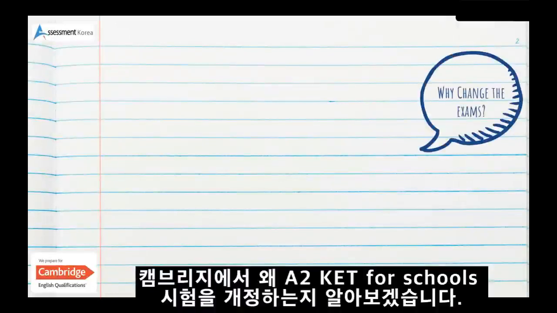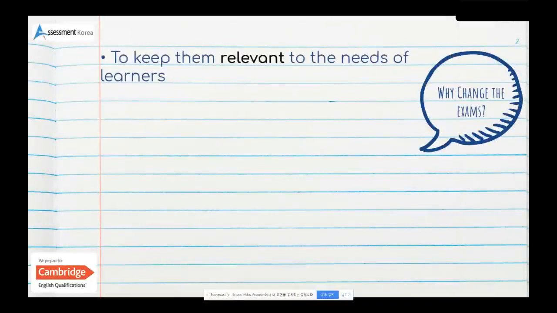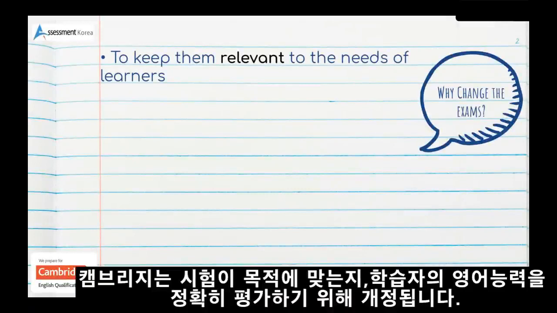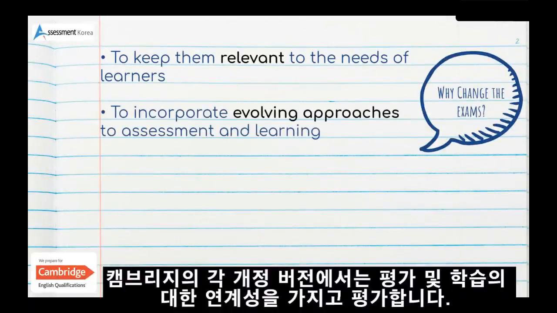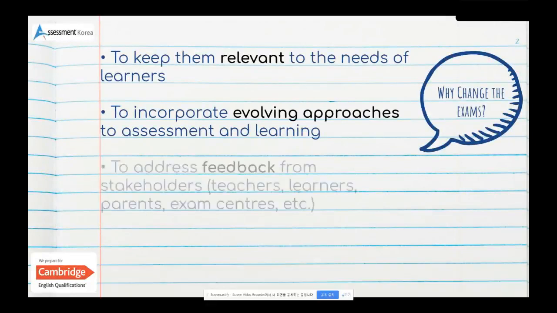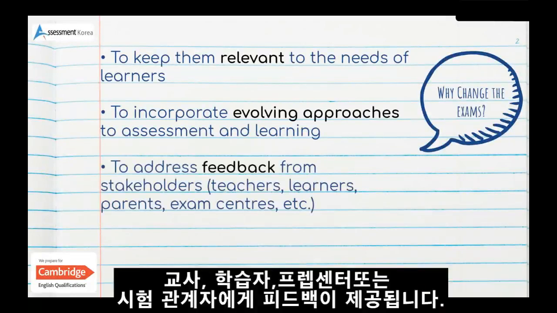Okay, so let's look at why Cambridge have made some changes to the A2 exam. So firstly, at Cambridge, all the exams are frequently revised to make sure that they are fit for purpose and that they are relevant for the needs of the learners. With each revision, Cambridge ensure that evolving approaches to assessment and learning are incorporated. Feedback from teachers and learners, as well as exam centers or exam managers, is also addressed.